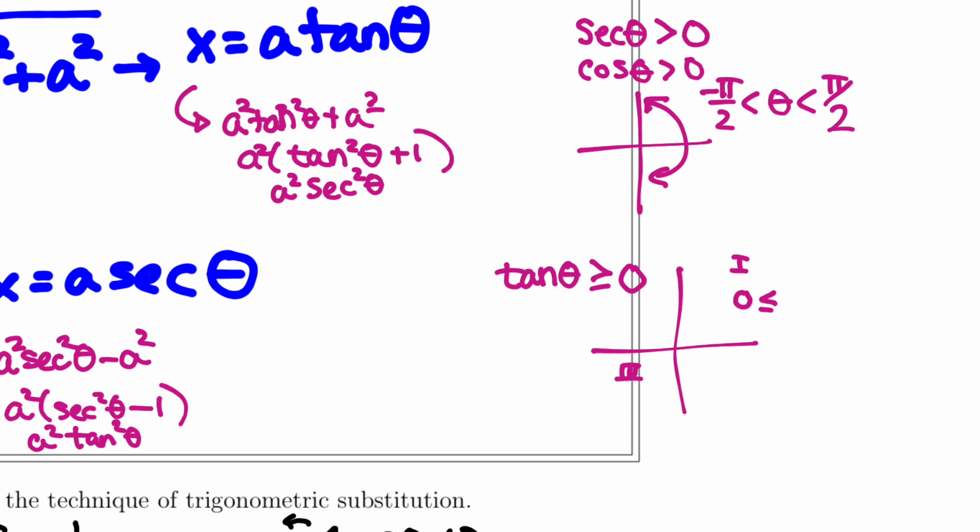0 is less than or equal to theta, which is less than pi over 2. Tangent's undefined at pi over 2. Or if we're down in the other quadrant, we would want pi less than or equal to theta less than 3 pi over 2.